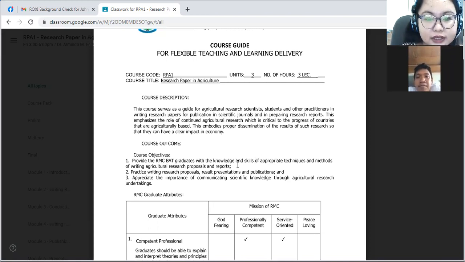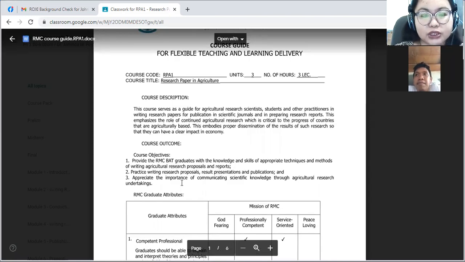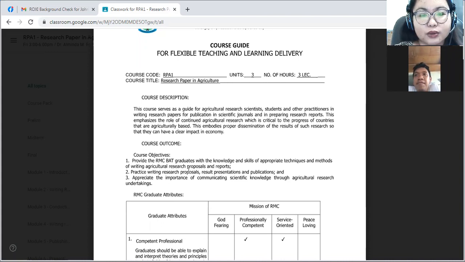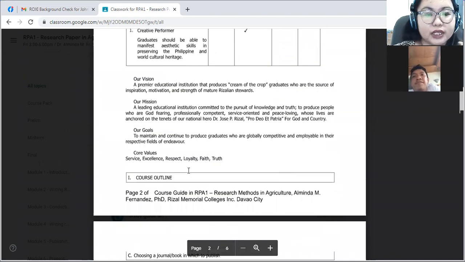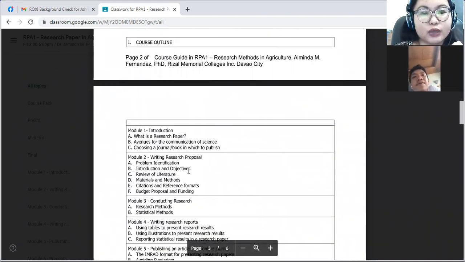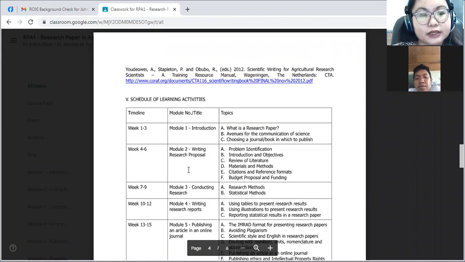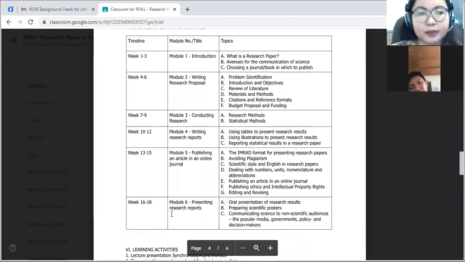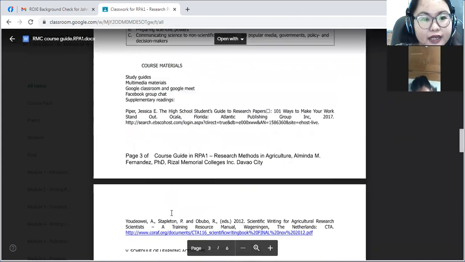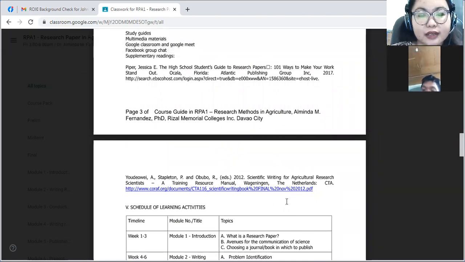These are our objectives in relation to your course, which is agriculture. These are the course outcomes which are expected from you, and also of course our vision, mission, goals and attributes and core values, and I know you already know that. This is the course outline, which is distributed over 18 weeks, most probably about 3 to 4 months. I have here some links for you to read, or supplemental readings.